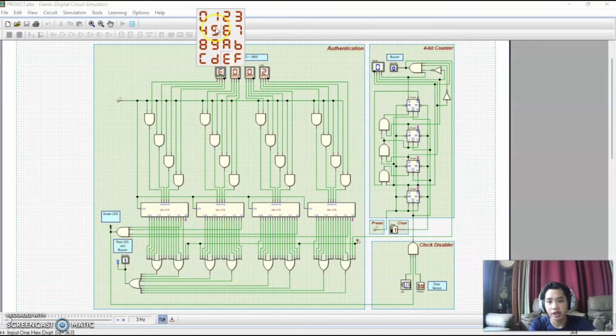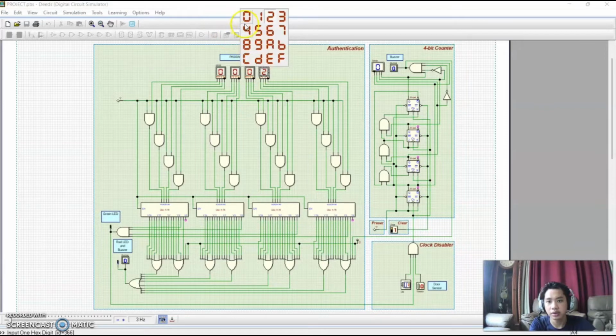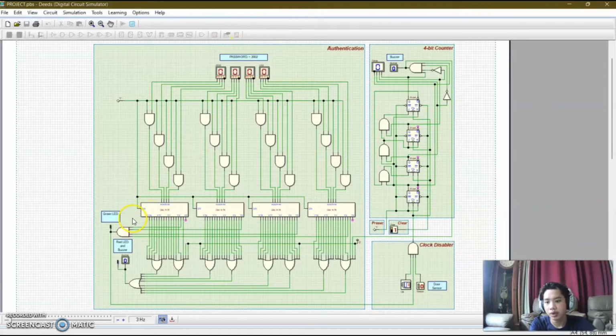If it is in the default state, which is 0, 0 and 0, both of the LEDs will not light up. If we input the correct password, it will go to the AND gate, to the green LED, and it will go to the clock disabler.